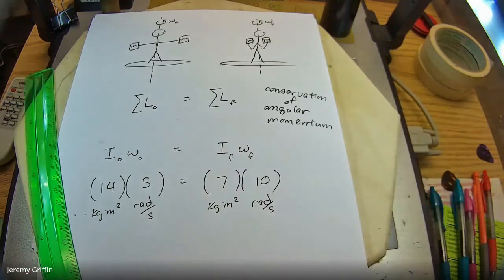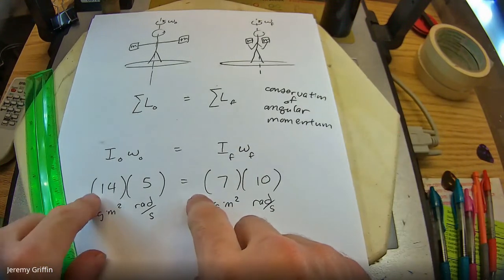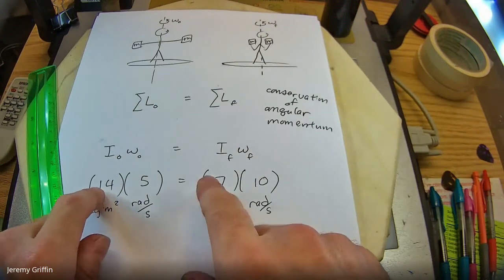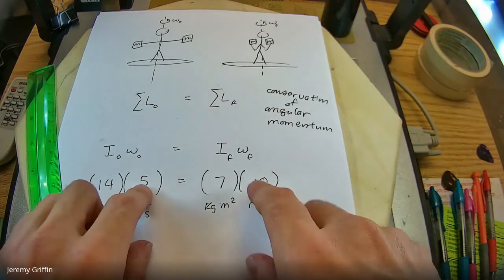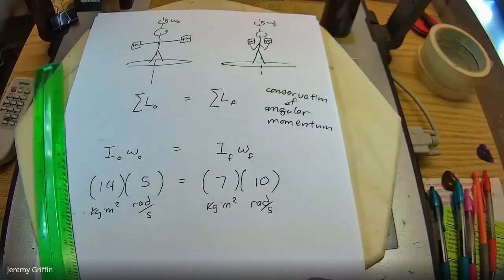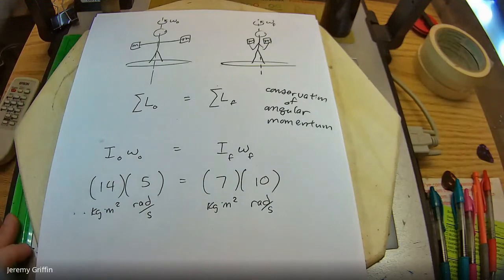Right? Or another way you could have thought of this is that the fact that I gets cut in half, omega has to compensate by doubling. Cut in half, double, to preserve that product. Yeah, that's conservation of angular momentum. That's the easiest way to explain the ice skater question, anything like that.